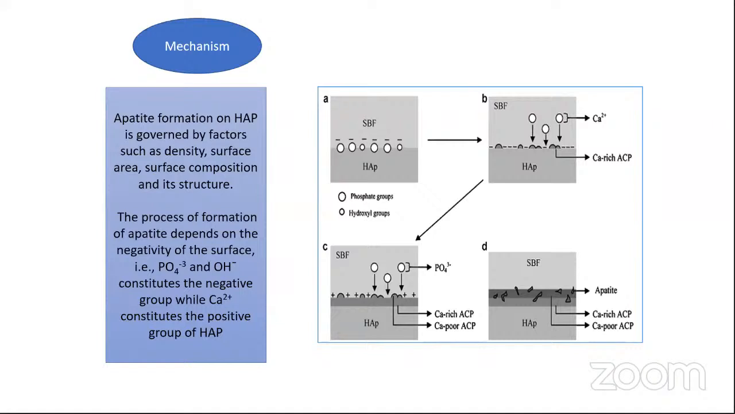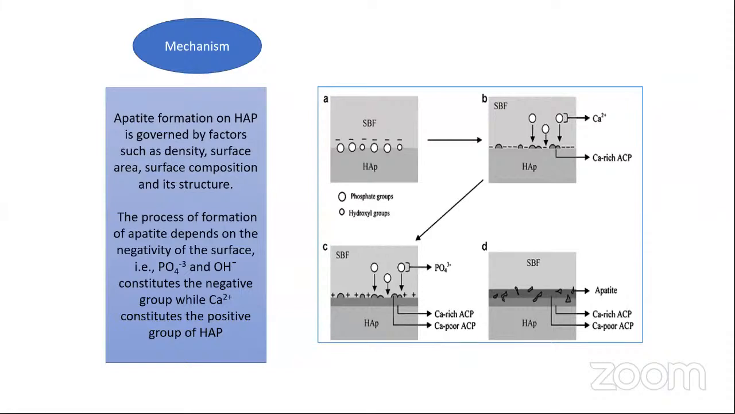So the process of formation of apatite depends on the negativity of the surface. And here, the negativity of the surface of hydroxyapatite is shown. That negativity of the surface is due to the PO4 3- ion or OH- ion, and it constitutes the negative group, while the Ca2+ positive ion constitutes the positive ion of the hydroxyapatite.